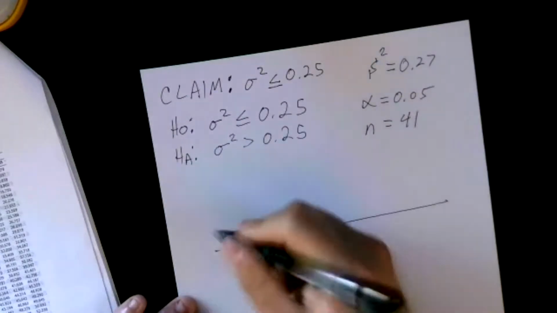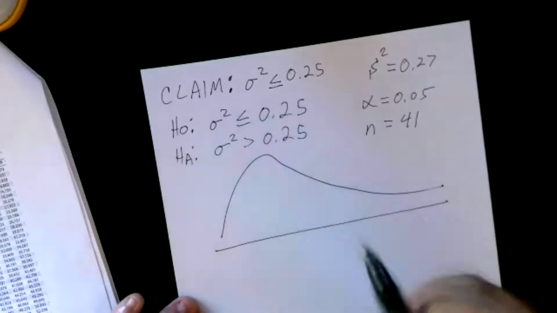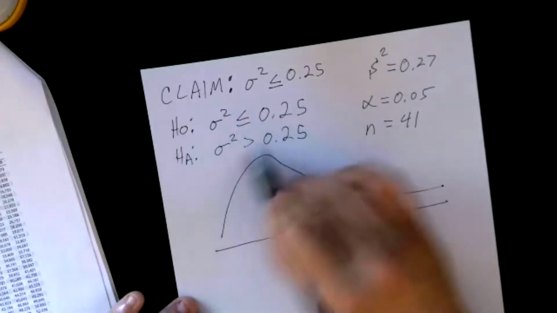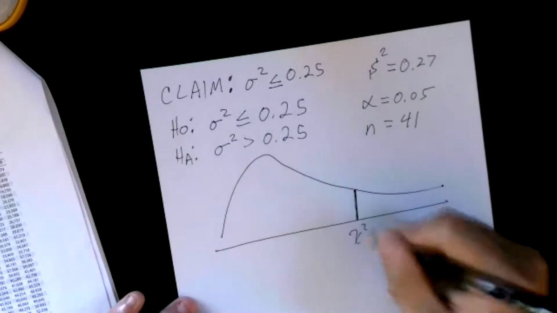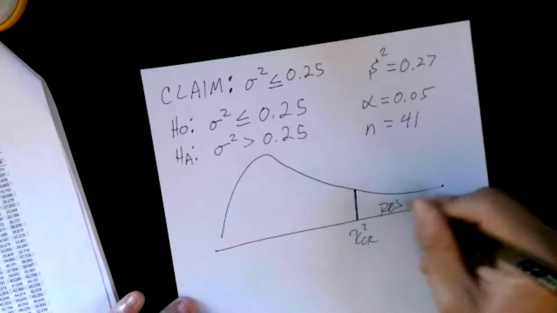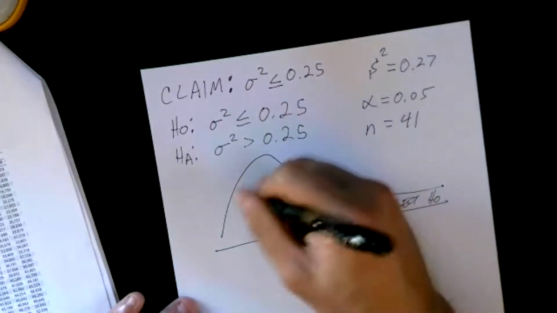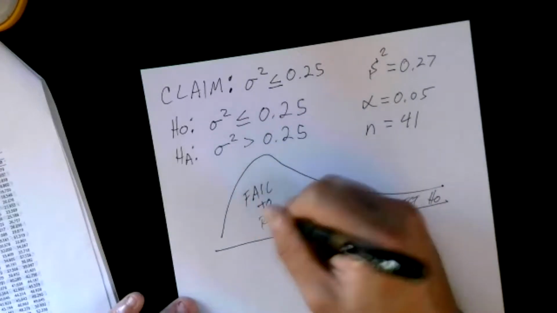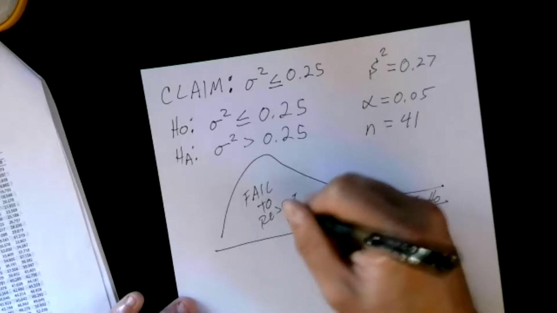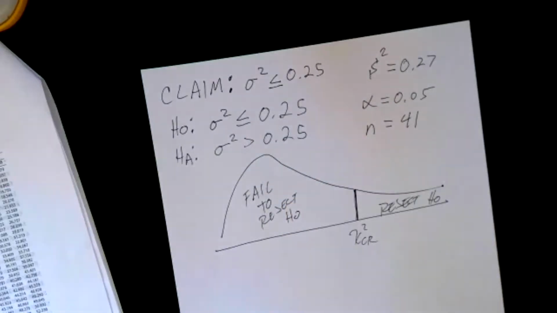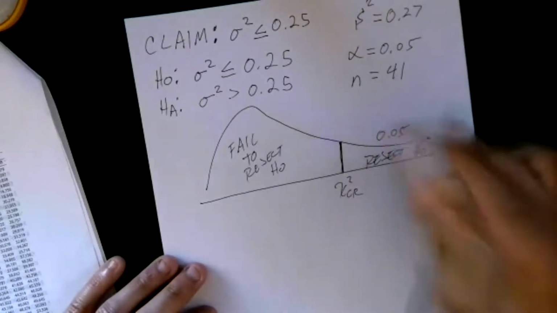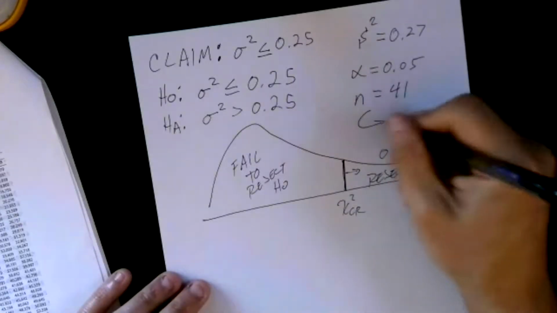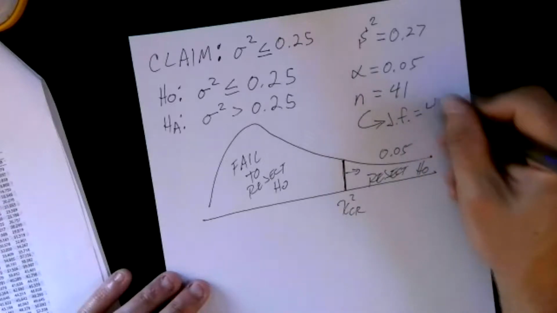Sketch the figure. Because the alternative is greater than, this means this is a right-tailed test. So we're over here somewhere. Okay, now the alpha value is 0.05. That's the area in the tail. That is the area to the right. N is 41, which means degrees of freedom are 40.